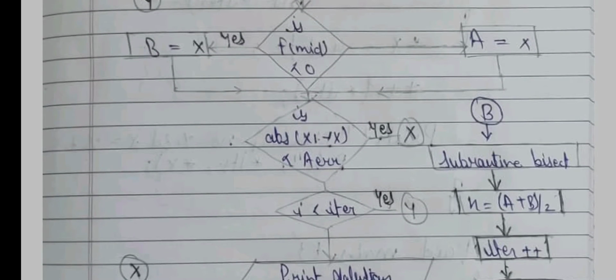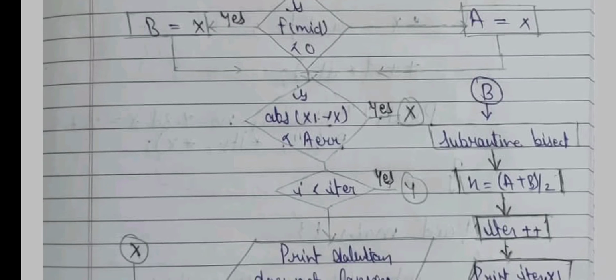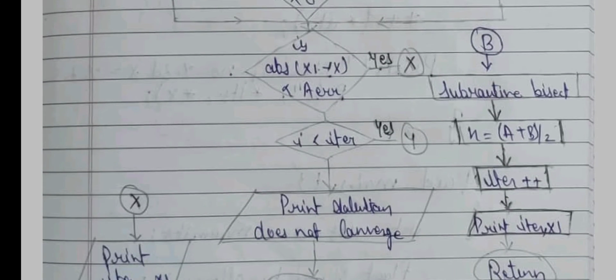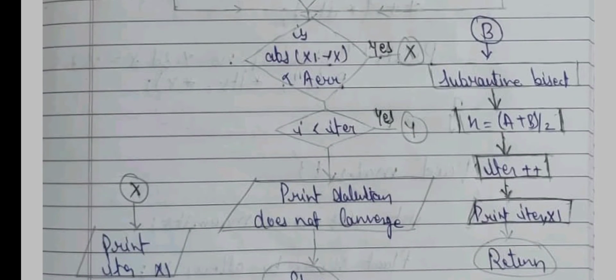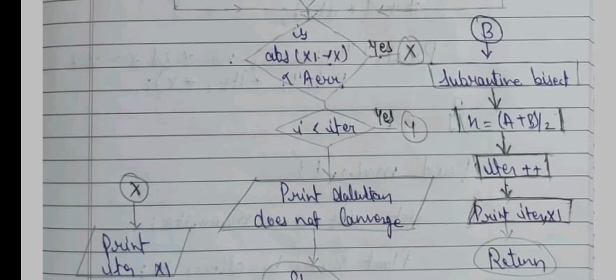Then we continue to the next step, that is whether the absolute value of x minus x should be less than the error, that is the absolute error. If yes, then it will go to x, otherwise it will go to y, that is i should be less than iterations. Now we will print the solution that does not converge, or the root will be printed from x, that is print iteration and x1 is the root. In y, as we have seen, the bisect subroutine says x equals (a plus b) by 2, then iteration plus plus. Now we will print the root, that is iteration and x, then return.